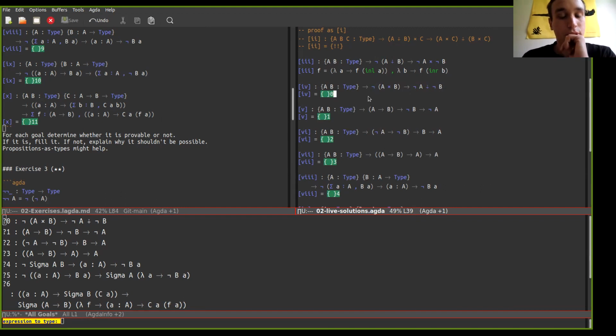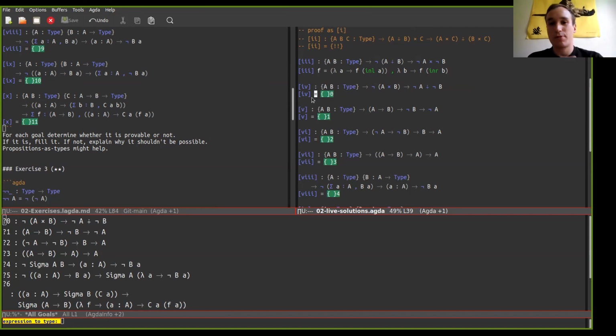Yeah, exactly. So it's sort of equivalent actually to a weaker form of the law of excluded middle. I haven't checked that, but it looks believable. Yeah.